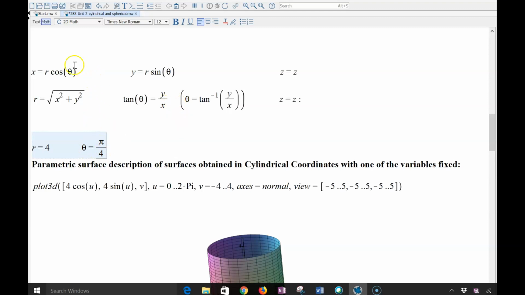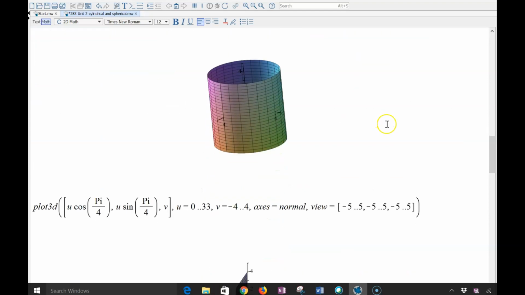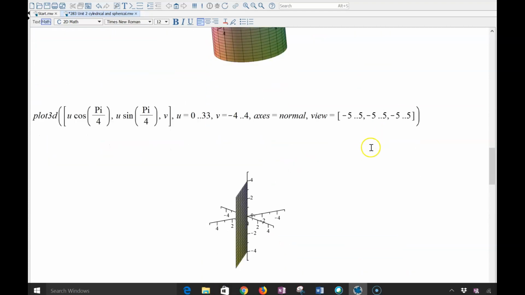So now in these equations for x, y, and z, we're going to substitute theta being pi over 4, and then we'll let u or v play the role of r and z. So we're fixing one of the variables, either r, theta or z, and we're letting the other ones be the parameters. Again, I chose v to be playing the role of z. This time we fixed theta to be pi over 4, and u's playing the role of r now.